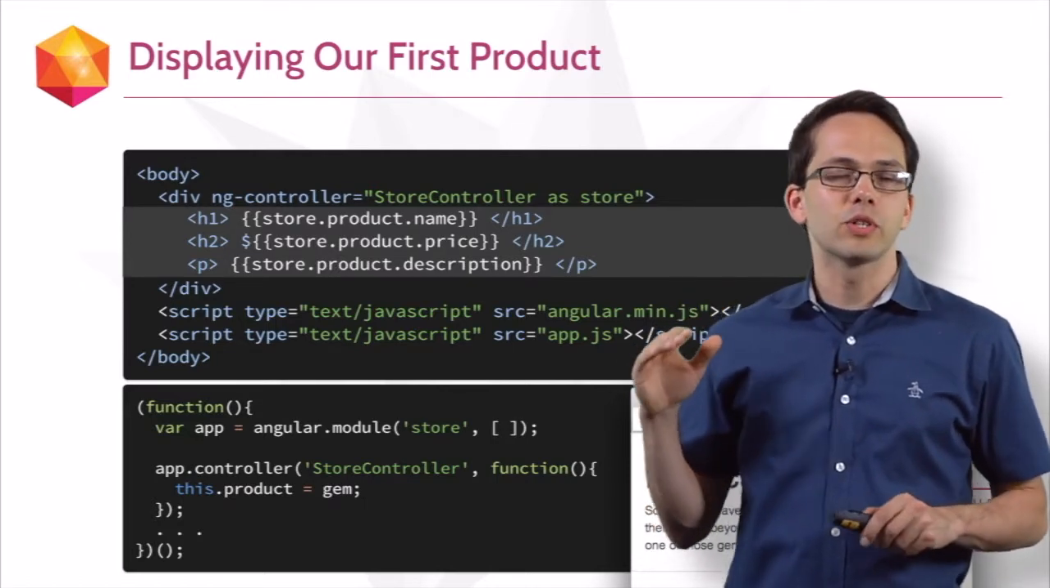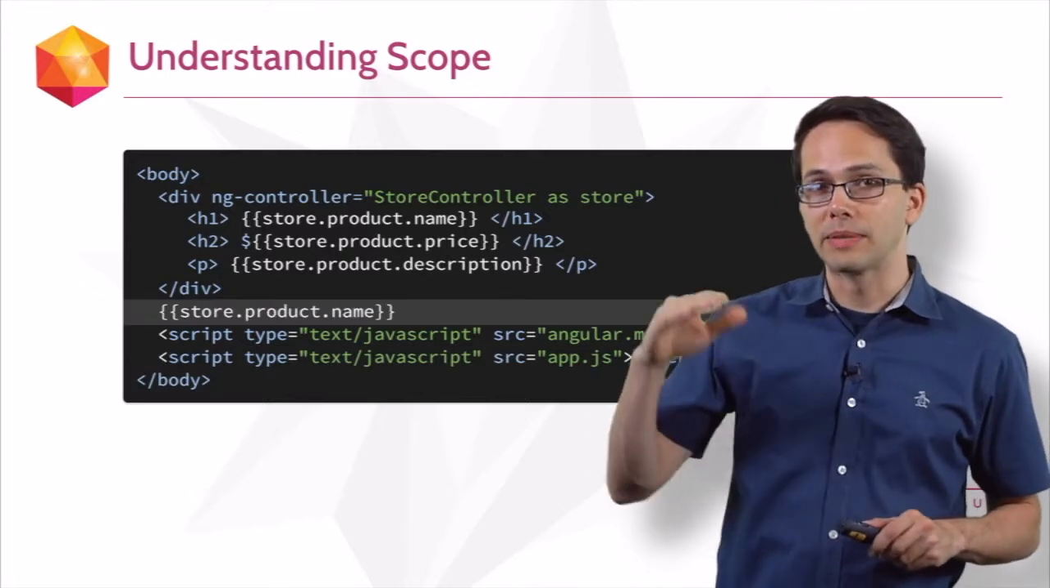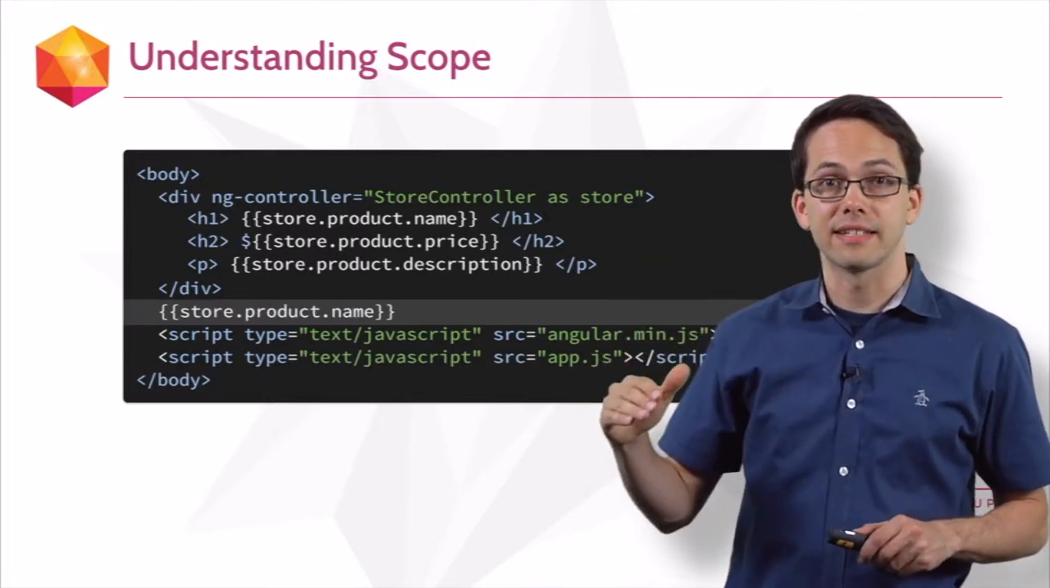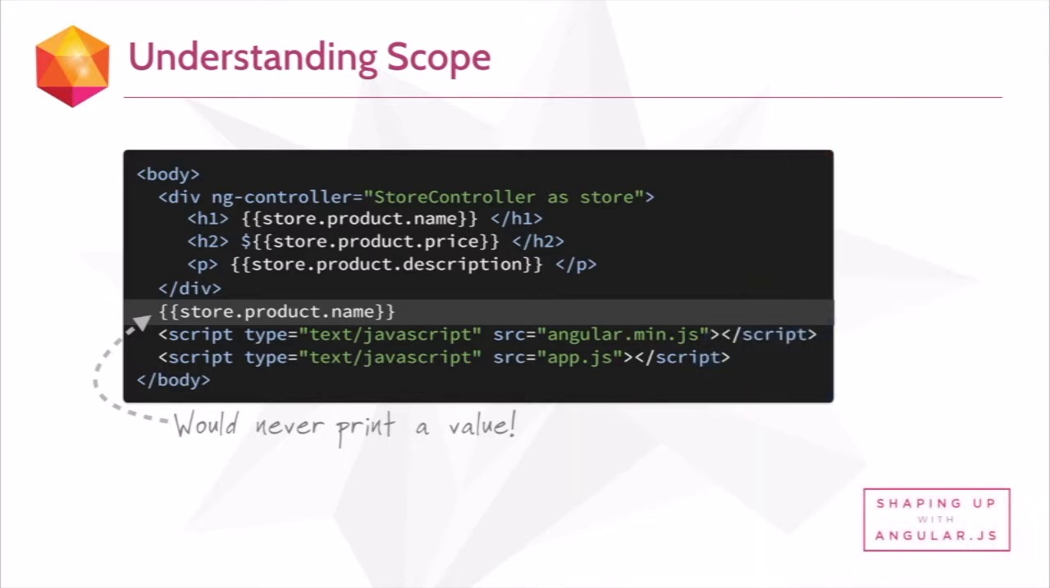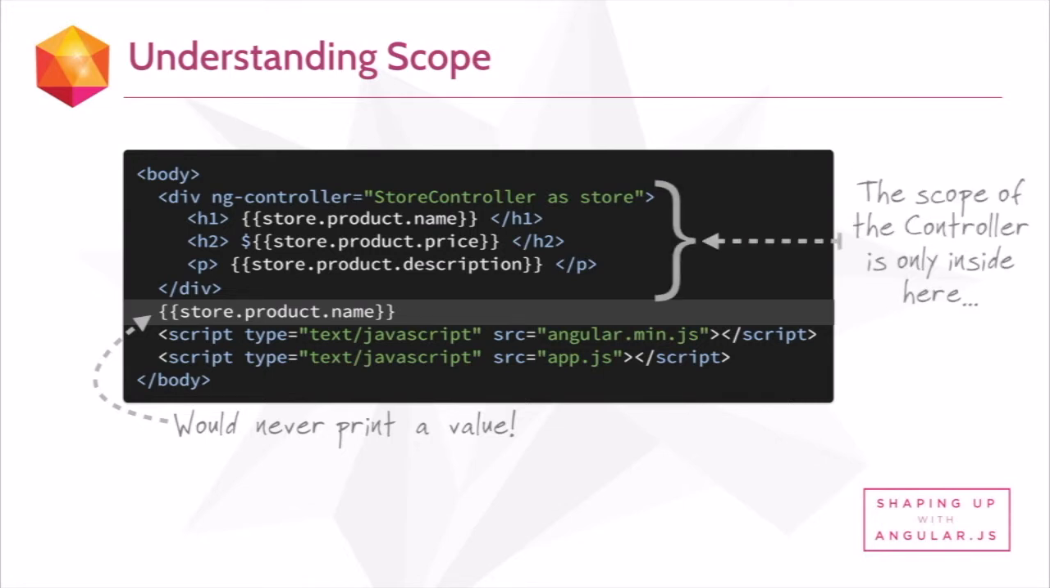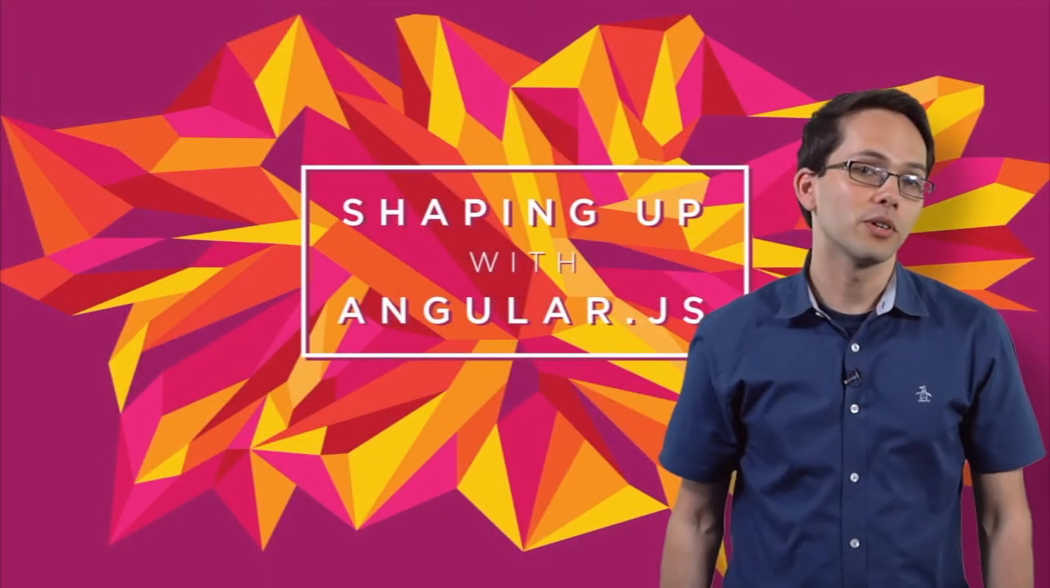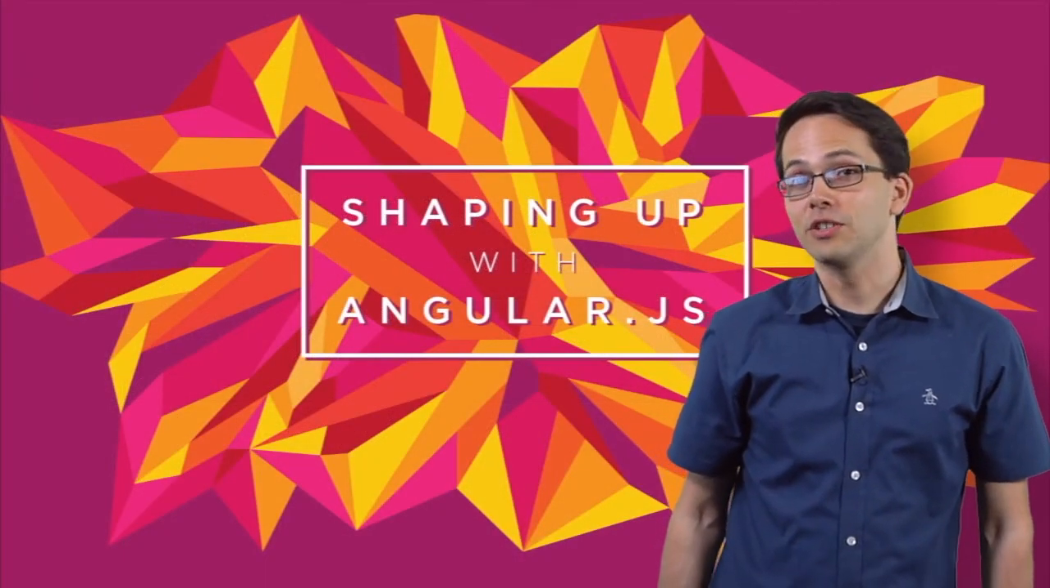What would happen if we tried to access a property from that StoreController outside of the div? Well, it wouldn't work. That's because we only have access to the StoreController inside the div. The scope of the controller is only inside that DOM element. Why don't you try writing a controller and playing around with the ng-controller directive?